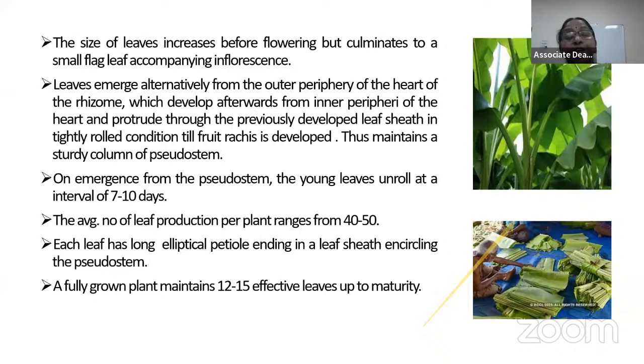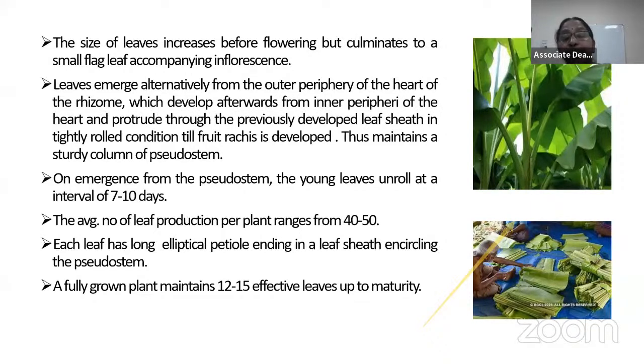of the rhizome. They will develop afterwards from the inner periphery of the heart, and it will protrude through the previously developed leaf sheath in a tightly rolled condition. Till how long? Till the fruit rachis is developed. So this is how it maintains a sturdy column of the pseudostem, and it gives the strength to the plant to stand on its own.